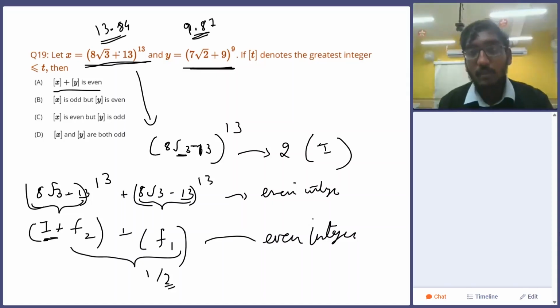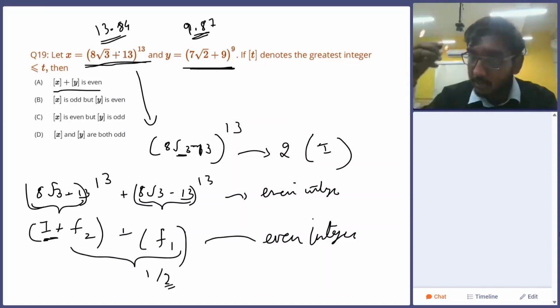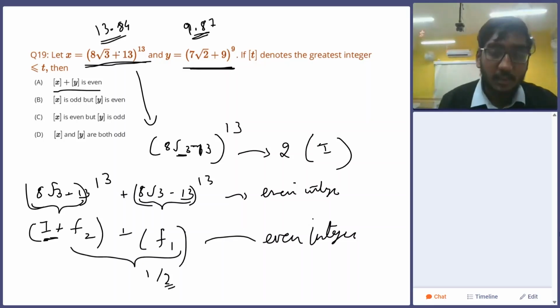In case they happen to be 2, that means one is exceeding 1 and the other is less than 1, or both are 1. In both cases, these will not be fractions. So f1 plus f2 has to be 1. The only way is f1 plus f2 being 1. Even it cannot be 2. Why? Because I told you.